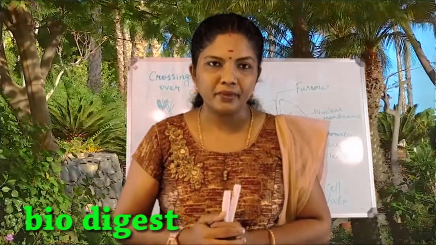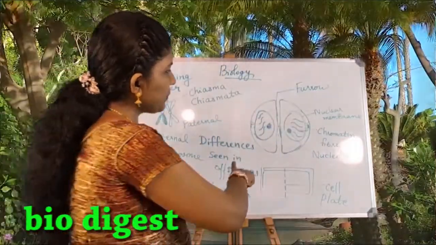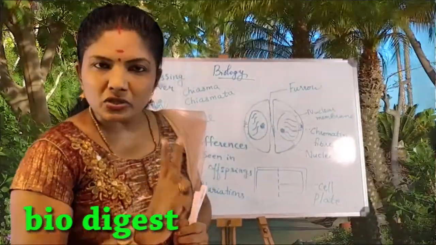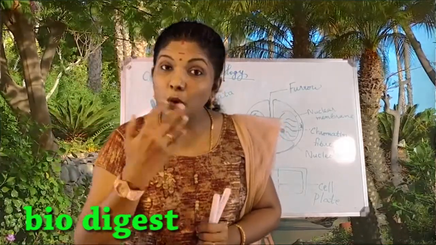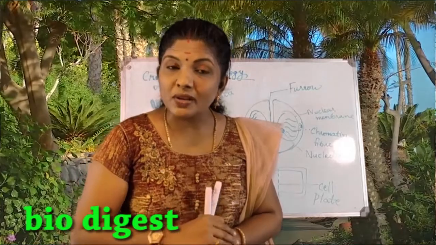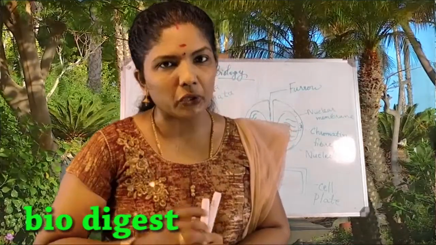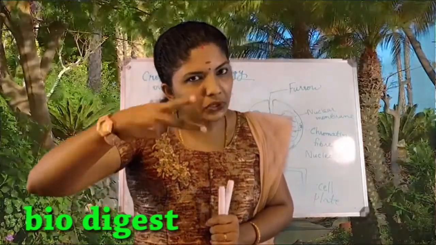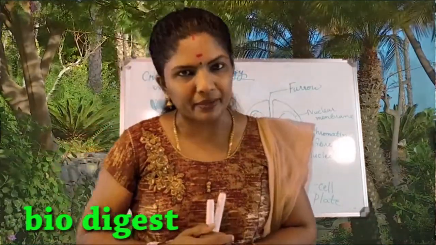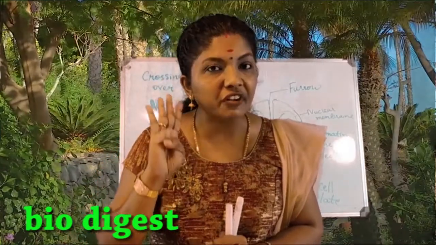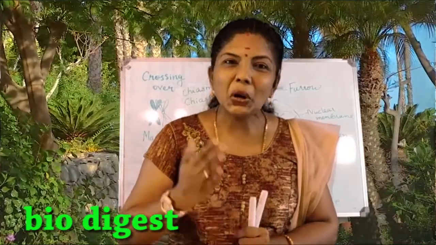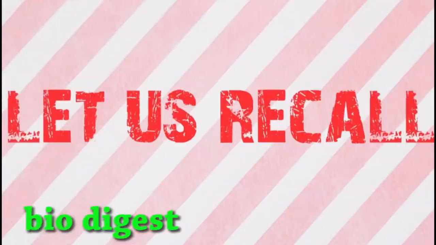Then, how many daughter cells are produced in mitosis? Mitosis will result in the formation of 2 daughter cells. And what about meiosis? Meiosis will result in the formation of 4 daughter cells, because I told you 2 times nuclear division will happen. So 2 times nuclear division means it will result in the formation of how many daughter cells? 4 daughter cells. So all these are the differences between mitosis and meiosis.